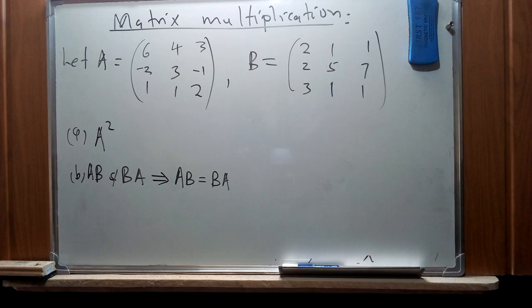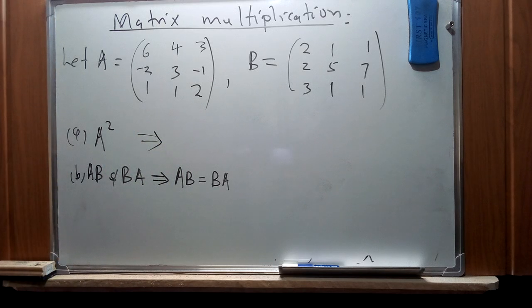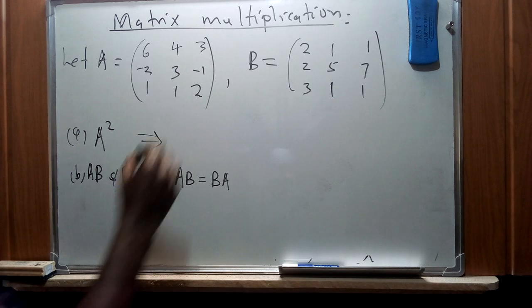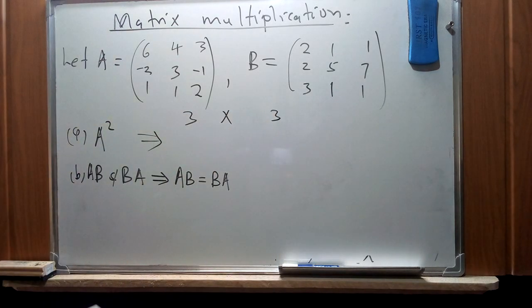Now for these matrices, we said that we can only find a matrix product if the number of columns of A is equal to the number of rows of B, and if that is not the case, then that product is not defined. So in this case, this is a 3 by 3 matrix.